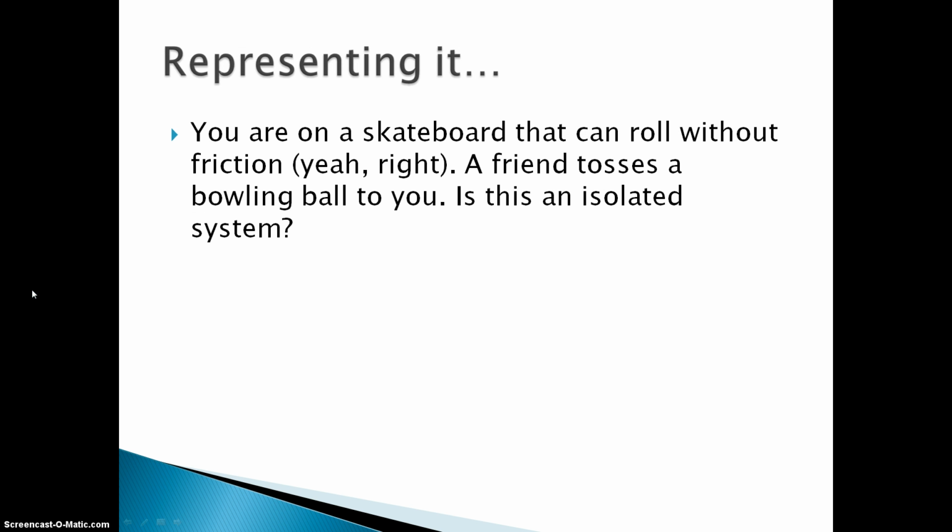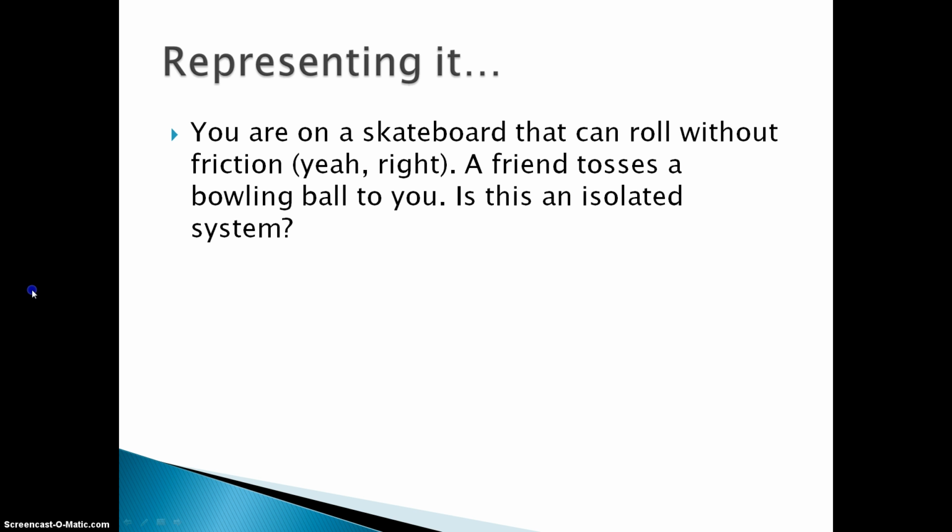So let's show how to represent it. You're on a skateboard that can roll without friction. Yeah, right. A friend tosses a bowling ball to you. Is it an isolated system? Obviously no. You and the skateboard are probably considered to be the system here. The friend who tosses the ball pushes the ball. I mean, the ball pushes back, so the friend's going to move backwards while the ball moves forwards. Or if the person's running when they toss it, they're going to slow the forward motion. All these different things can be possible.